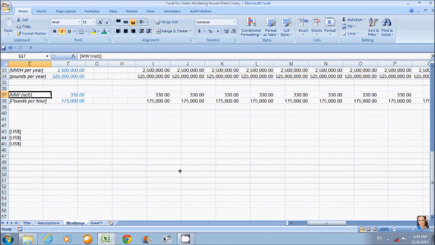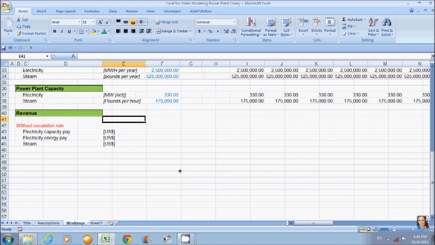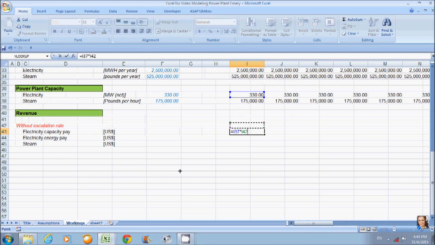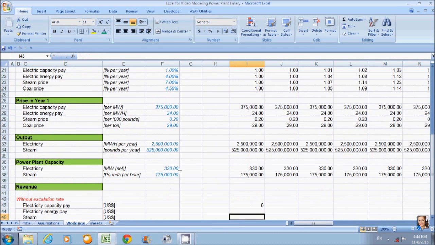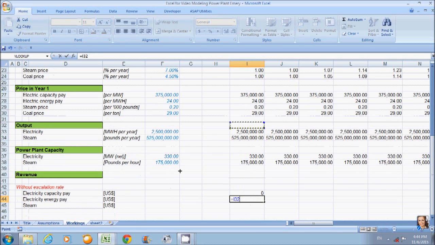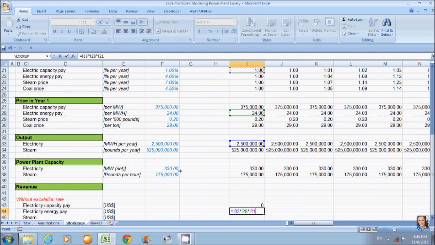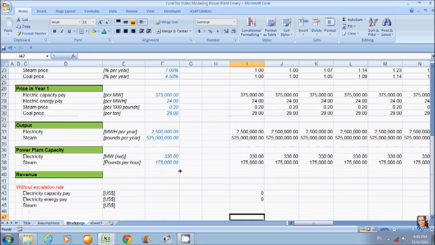The capacity done, then revenue, and the capacity power is this one. This is the capacity times your output capacity pay. Then you got the force, that's okay, and then you got energy. Where's my energy? Where's my energy output times energy pay, and then times force. Okay, and then the steam times the steam price. No, you got times the output first.